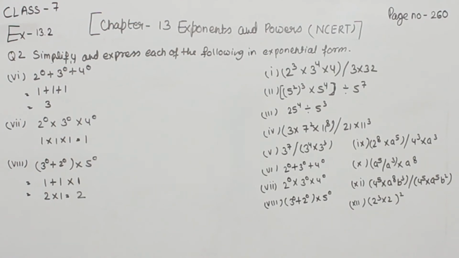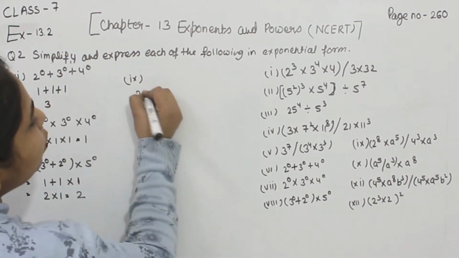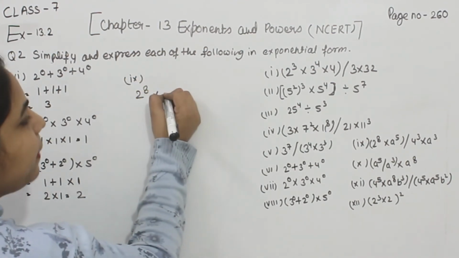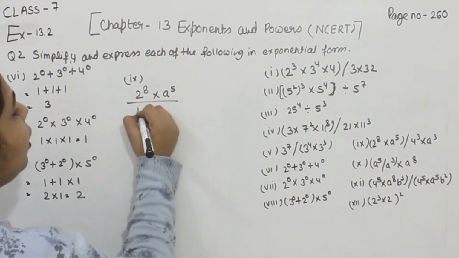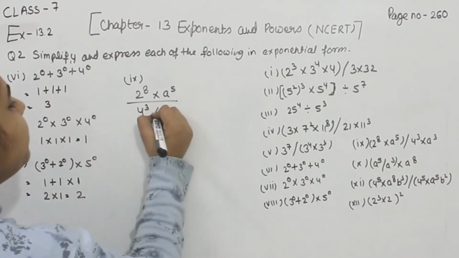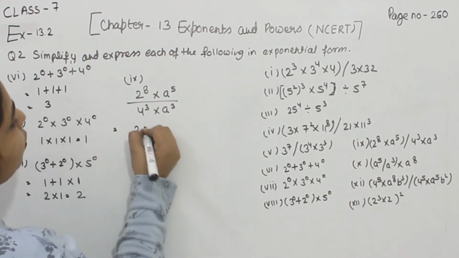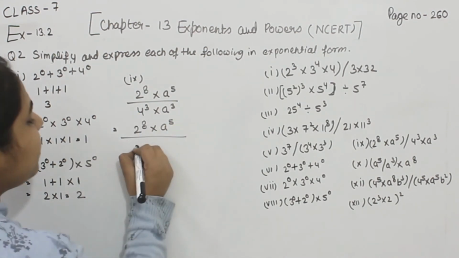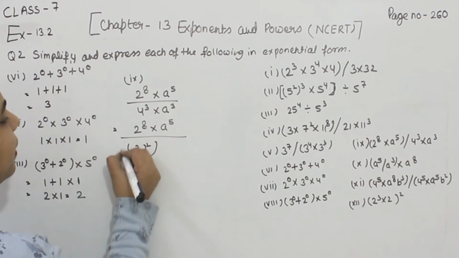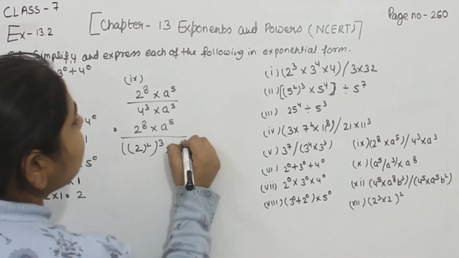Now comes to the part 9. In the part 9 we have 2 to the power 8 multiplied by a to the power 5. Now in the division we have 4 to the power 3 multiplied by a to the power 3. So first of all, 2 to the power 8 multiplied by a to the power 5. Now at the place of 4 I can write it as 2 to the power 2 and the whole power will be 3. This one will be multiplied by a to the power 3.